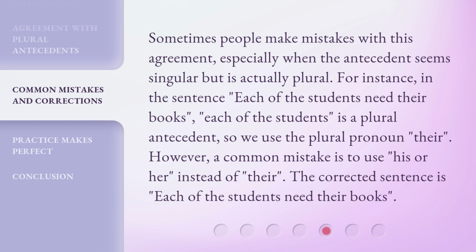Sometimes people make mistakes with this agreement, especially when the antecedent seems singular but is actually plural. For instance, in the sentence, "Each of the students need their books," each of the students is a plural antecedent, so we use the plural pronoun their. However, a common mistake is to use his or her instead of their. The corrected sentence is, "Each of the students need their books."